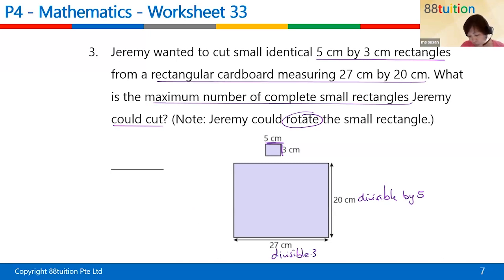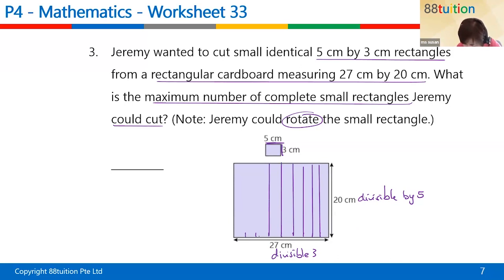Okay, so we are going to do cutting for this. All right, so with 27, if I were to cut it into 3, 6, 9, 12, 15, 18, 21, 24, and 27. And you divide this by 5, it will be like that. Okay, divide by 5, divide by 5. So this is 3 by 5, 3 by 5.